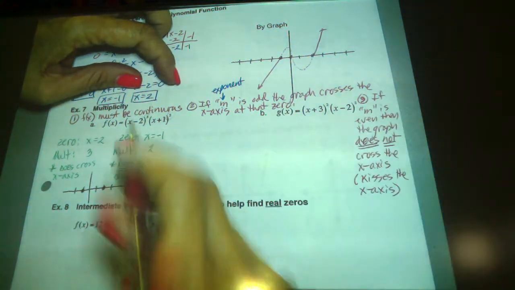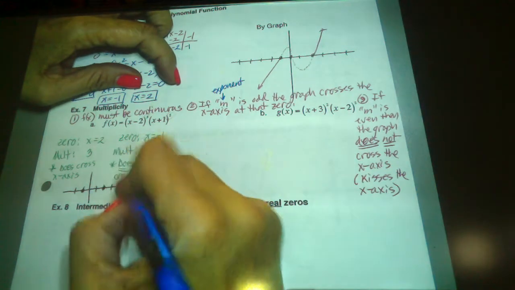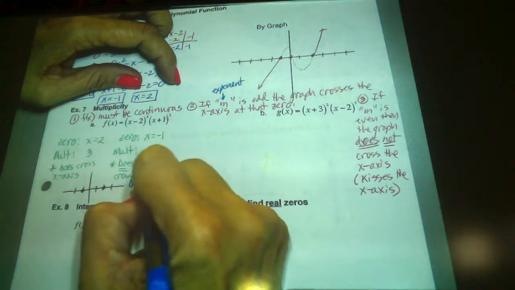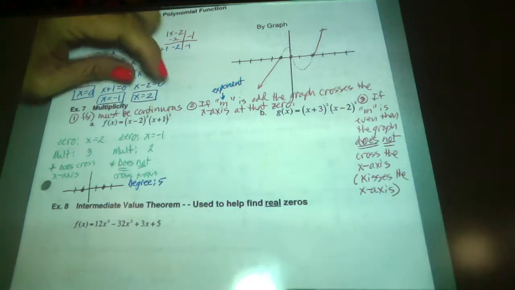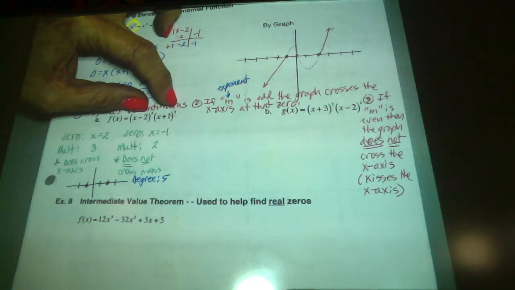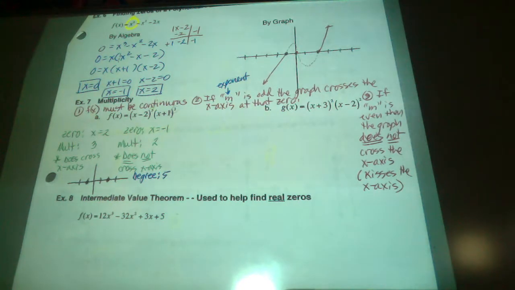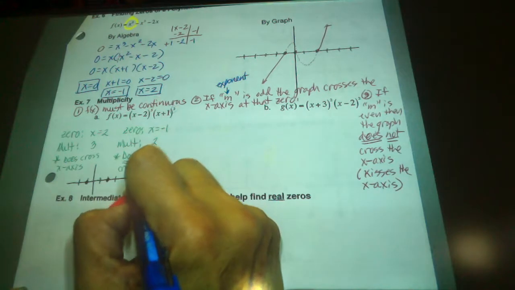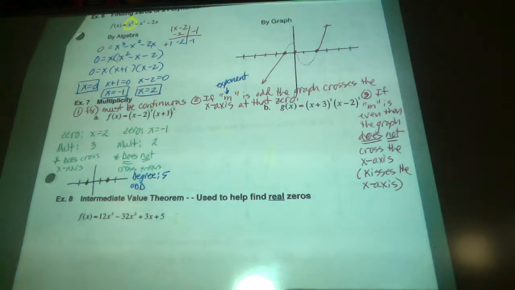Don't I have an overall degree of 5, and I got that degree by adding the multiplicities together, the exponents together. We can only do that when it's in this form. So that means the overall polynomial has a degree of 5. Is that an odd or an even function? So it's odd. So what does that tell you about left and right hand behavior? Do they agree or disagree? They disagree.